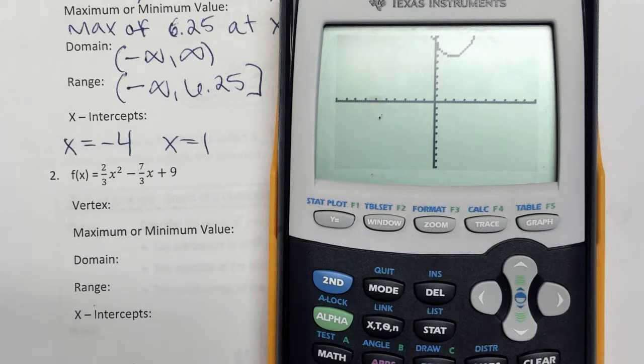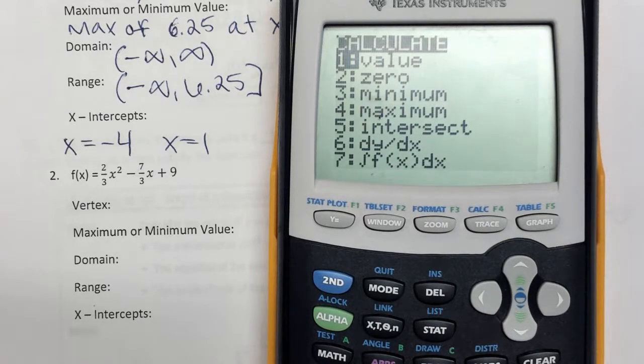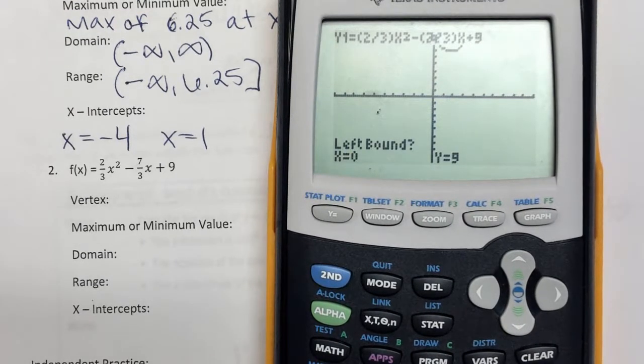Alright, let's see if y'all can remember. What button do I need to hit to find the vertex? Y'all remember? Alright, second, trace, good. Would this one have a min or max? Min, so go down to min. So go to second trace, go to min, hit enter.